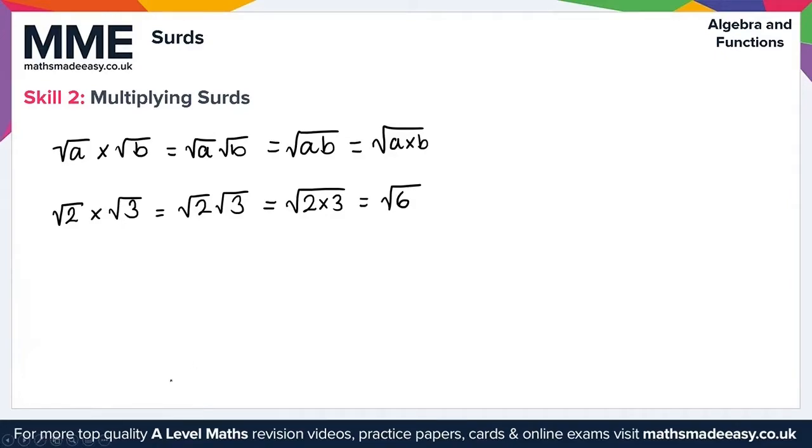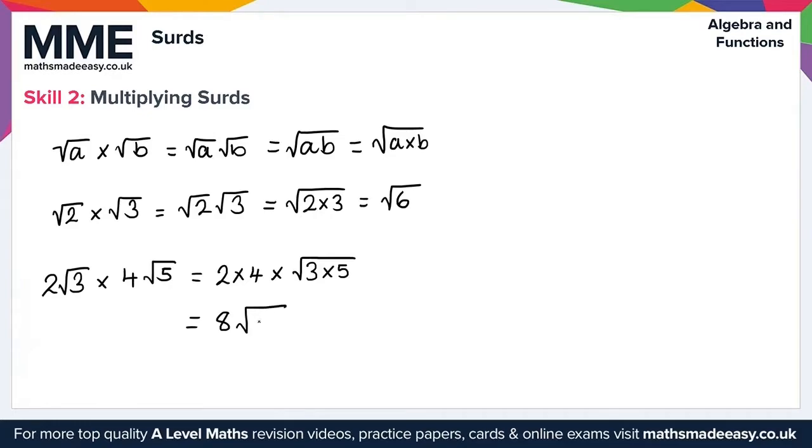And let's say we've got something a little bit more complicated. Let's say we've got 2 root 3, and we times that by 4 root 5. What we'll do first is deal with the numbers on the outside, so the 2 and the 4. If we times them together, that's going to give us 2 times 4. And now if we consider the surds, again writing these under one square root, that's going to be the square root of 3 times 5. If we evaluate this, 2 times 4 would give us 8, and the square root of 3 times 5 would give us the square root of 15. So in that case, we get 8 root 15. So that gives us everything we need for skill 2 on multiplying surds.